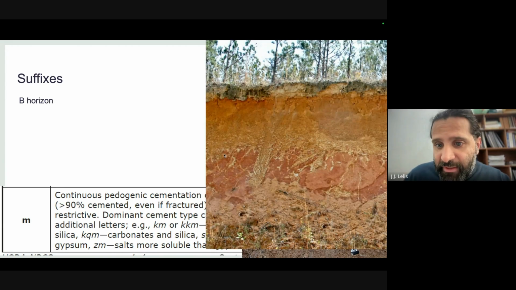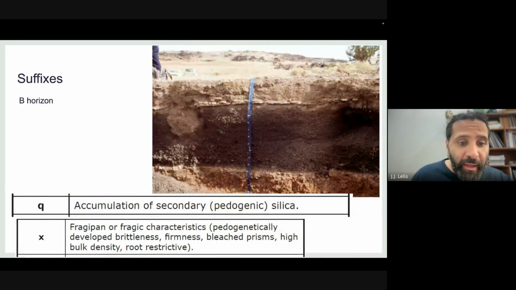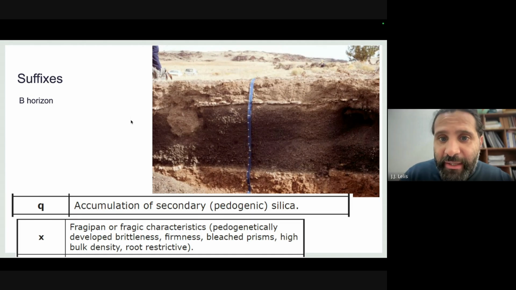In this case, cementation by iron, and now cementation by silica in some specific horizons, especially in very dry conditions. You can register some accumulation of secondary silica, and then the silica can cement the soil and produce what we call cemented horizons as fragipan, or horizons or layers with fragic characteristics. What are these materials and how are they formed?